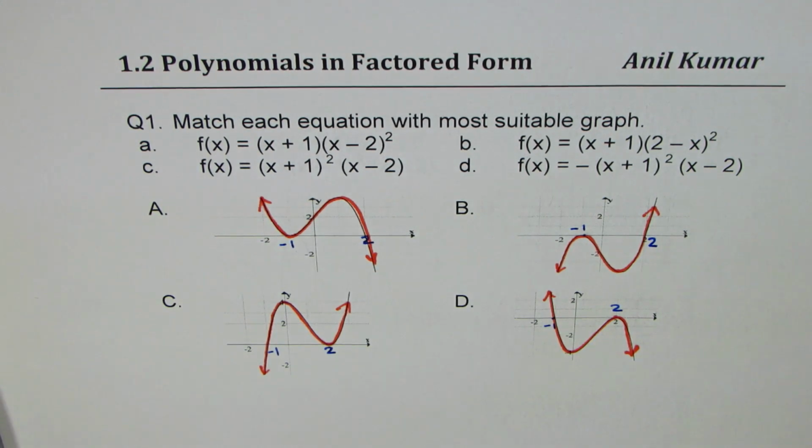Here are 6 questions. We'll review the concepts learned. Mainly, we'll be talking about how zeros, leading coefficients, and degree of polynomial help us to sketch polynomials when given in factored form. Here is question number 1 for you.